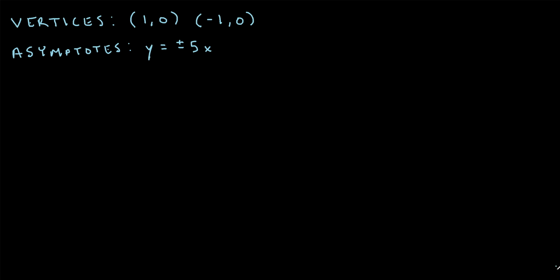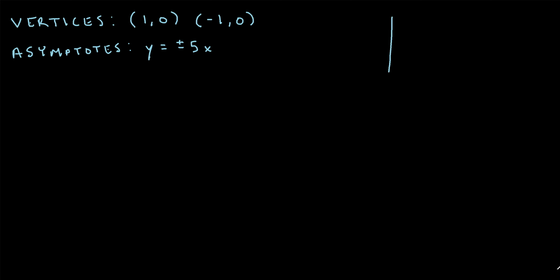In this video, we'll talk about how to find the equation of a hyperbola given the vertices and the asymptotes. So let's take a look at an example. Let's say we're told that the vertices are located at (1, 0) and (-1, 0). And let's say we're told that the asymptotes have the equation y equals plus or minus 5x.